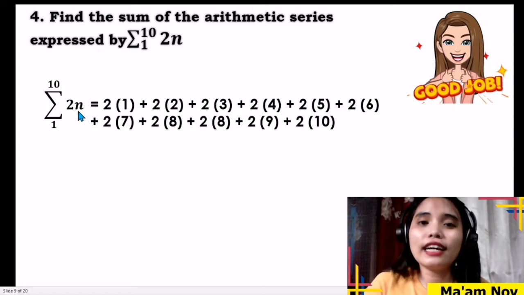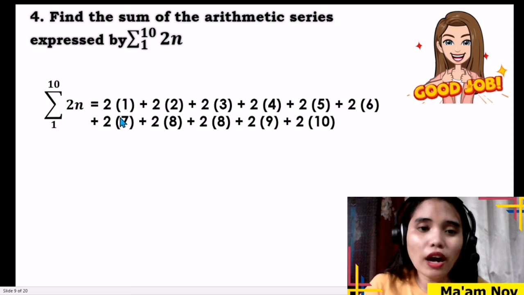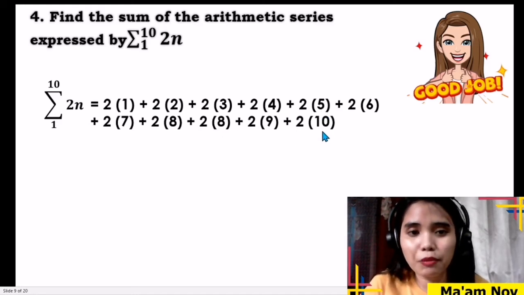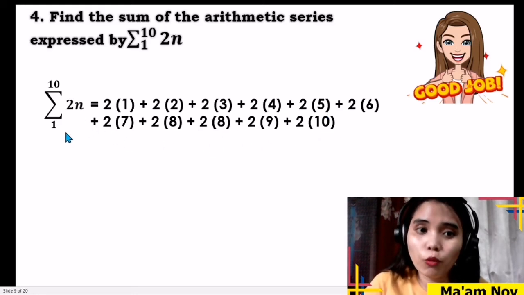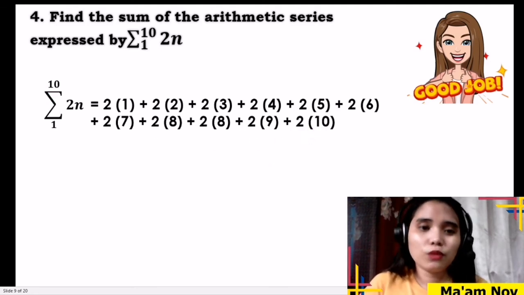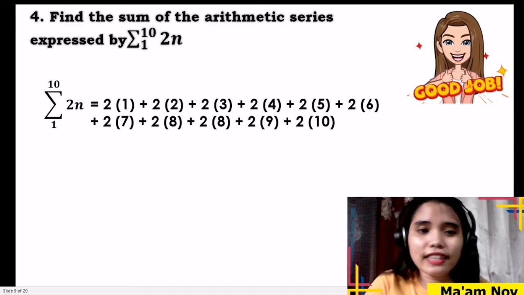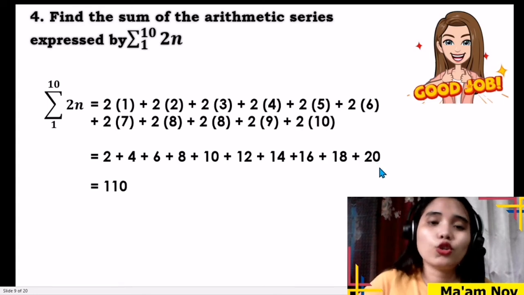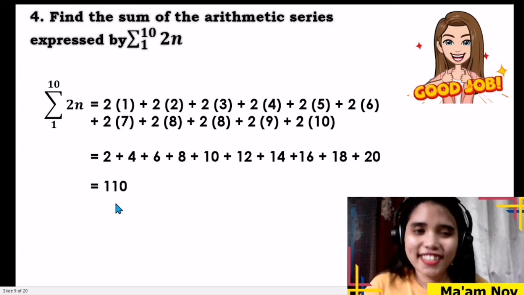So all of our n is from 1 to 10. Meaning, 2 times 1 plus 2 times 2 plus 2 times 3 plus 2 times 4 plus 2 times 5 and so on, plus 2 times 10, because our n goes from 1 to 10. Okay, that's all. After multiplying and then adding, 2 plus 4 plus 6 and so on plus 20, the answer is 110.